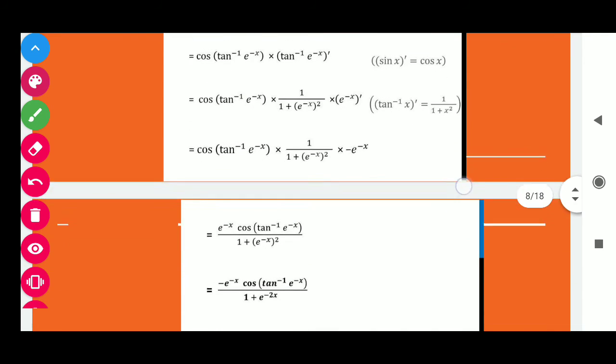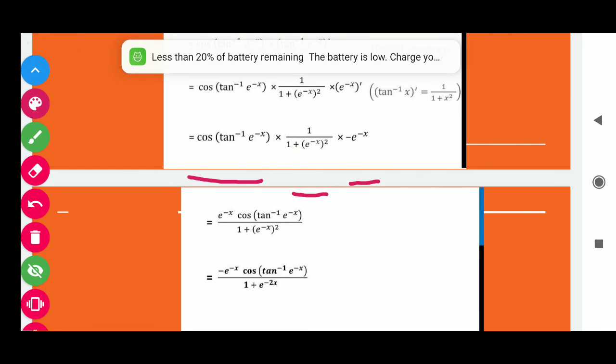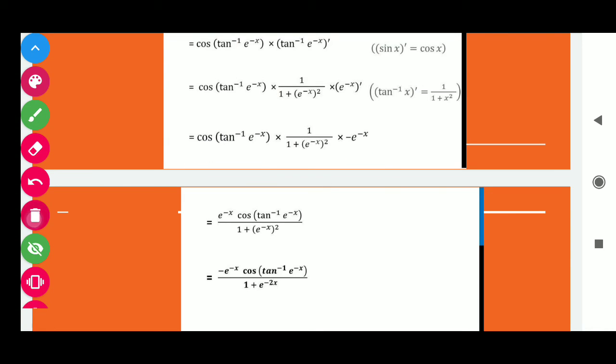Now you can see here the solution that is arranged well. First write here exponential and then cos tan inverse e raised to power minus x, e raised to power minus x divided by 1 plus e raised to power minus x whole squared. Now students, this is the required result. Now move to the next question.